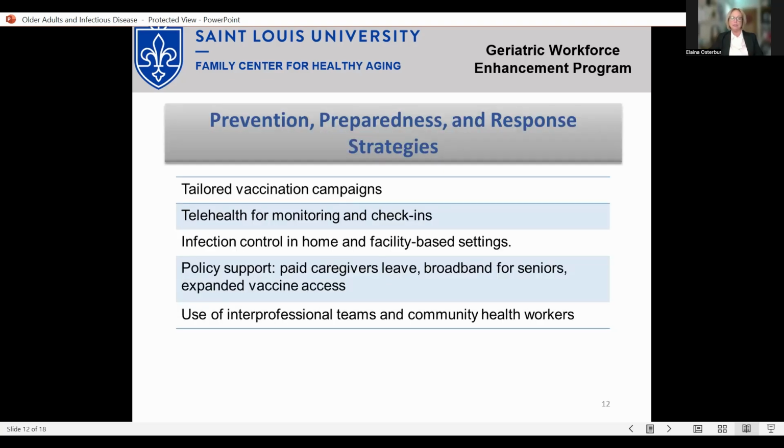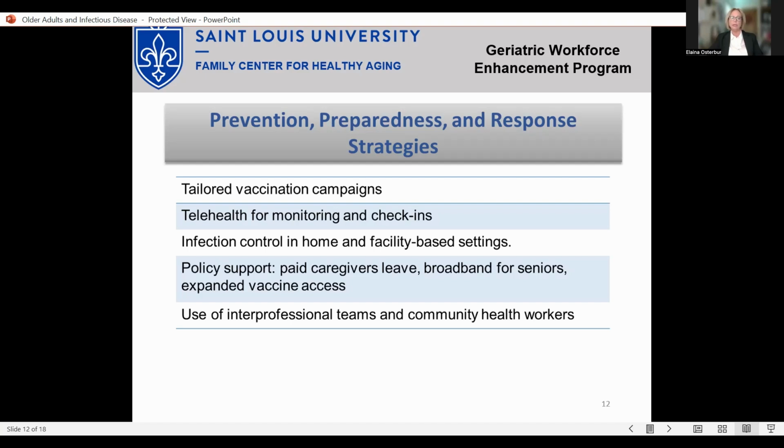So prevention, preparedness, and response strategies are important in protecting the health of older adults. Some of those initiatives might include tailored vaccination campaigns. Design vaccination initiatives specifically for older adults by offering vaccines in convenient and familiar settings, such as senior centers, churches, long-term care facilities, by creating culturally and linguistically appropriate education materials, by addressing vaccine hesitancy through trusted messengers such as clinicians or faith leaders, peers as well, and scheduling mobile clinics and home visits for those who are living at home.